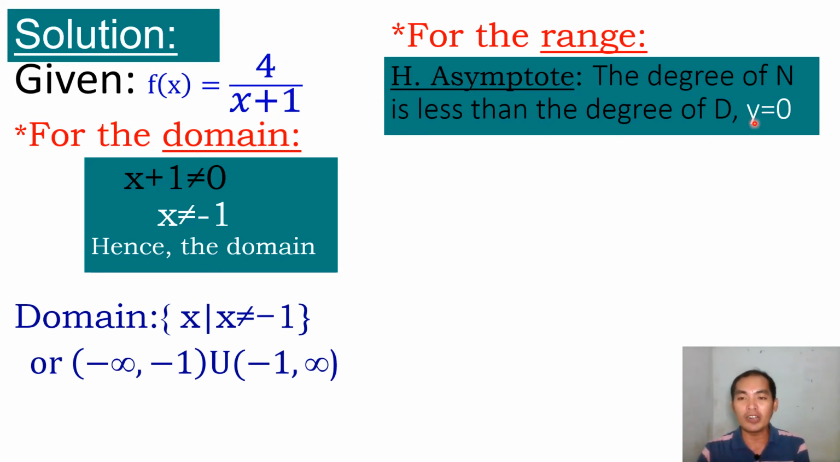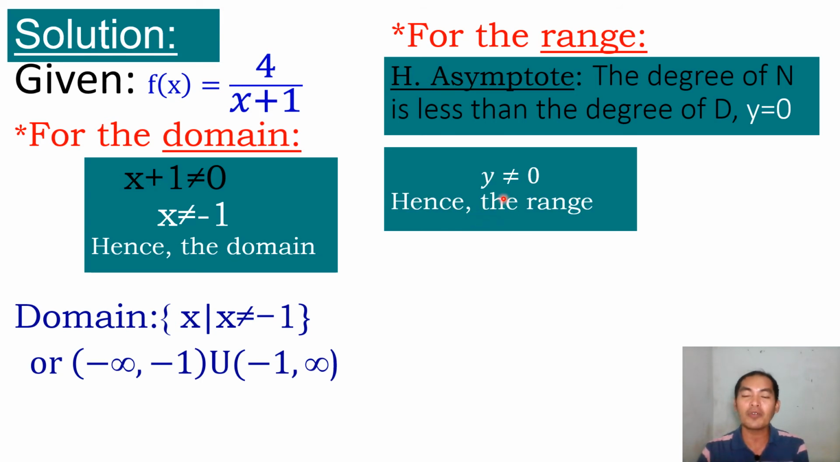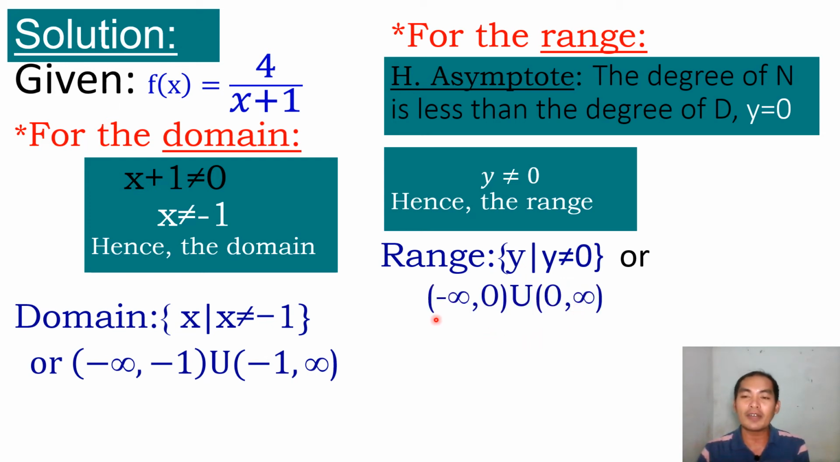Therefore, it's always y equals 0 as the value of the horizontal asymptote, and that serves as the restricted value of the range. Therefore, y is not equal to 0. So therefore, the range is the set of all y such that y is not equal to 0, or from negative infinity to 0, union, open interval from 0 to positive infinity.